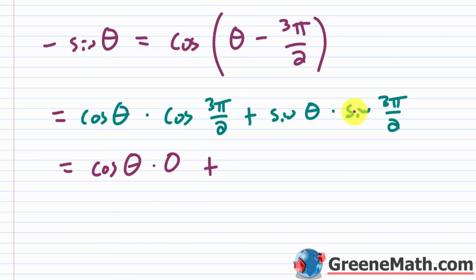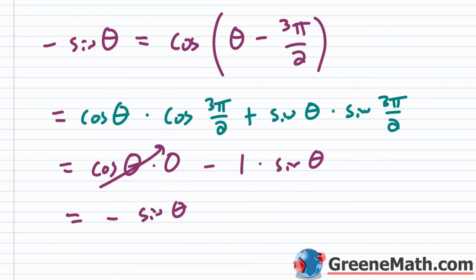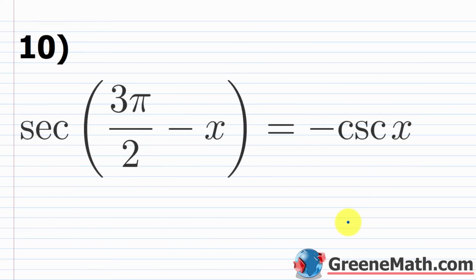Then plus, for the sine of 3 pi over 2, I'm going to plug in a negative 1. So let's just put minus here. So minus, we'll say 1 times the sine of theta, like this. And of course, this is just going to go away. It's just 0. So you basically just have the negative of the sine of theta, which is what we had over there. So let me just put a check mark here to show we're done. Okay, for problem 10, this one's just as easy.